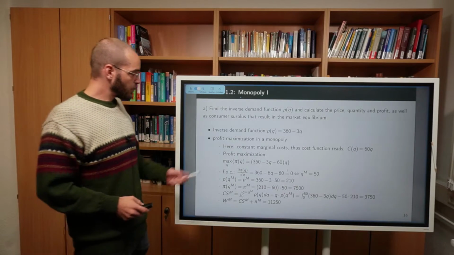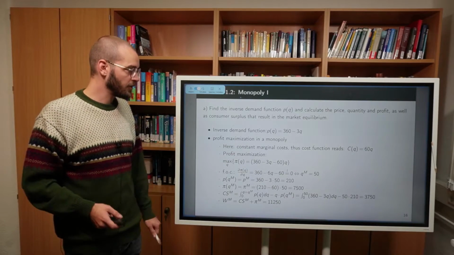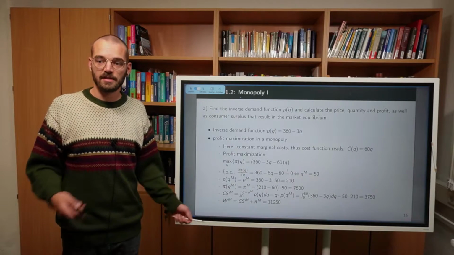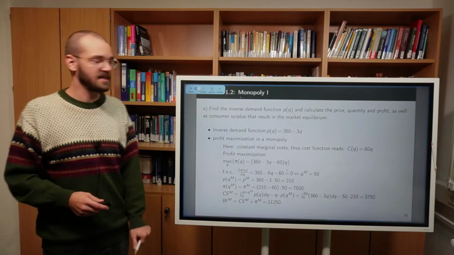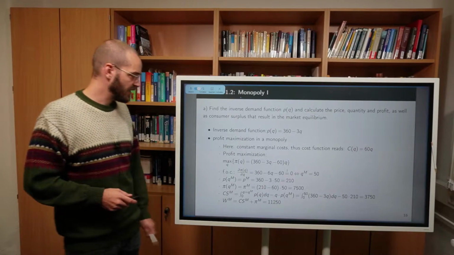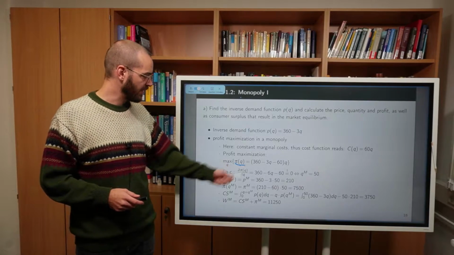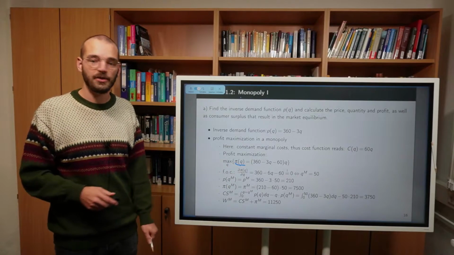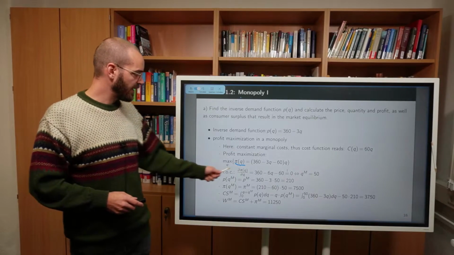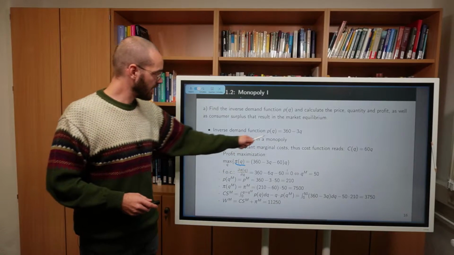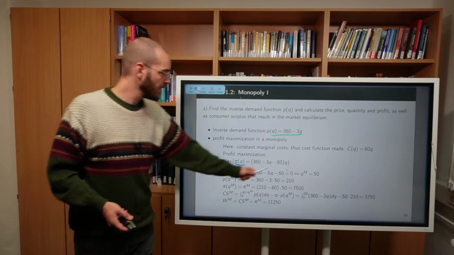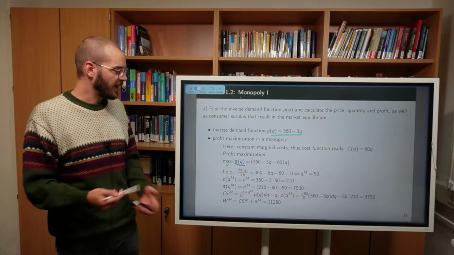In this particular case, we have constant marginal costs. So the cost function capital C of Q reads 60 times Q, right? That's just derived from the exercise text. Knowing this, we can state the profit maximization problem. So we can state the profit function, profits pi of Q, as a function of the quantity, of course, by considering the inverse demand function, so P equals 360 minus 3Q, and subtracting the marginal costs, right?